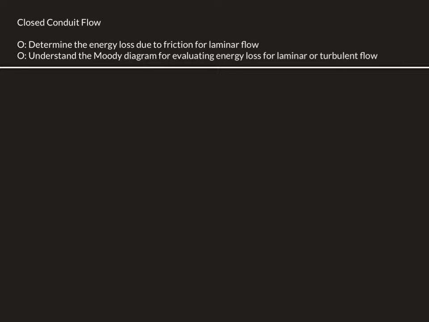Okay, so the objectives today are to determine energy loss due to friction for laminar flow and understand the Moody diagram. So the Moody diagram is going to be really important, and so you really need to pay attention during that part, okay? So for evaluating energy loss for laminar or turbulent flow. So basically this is called closed conduit flow, but what we're looking at is flow in systems.